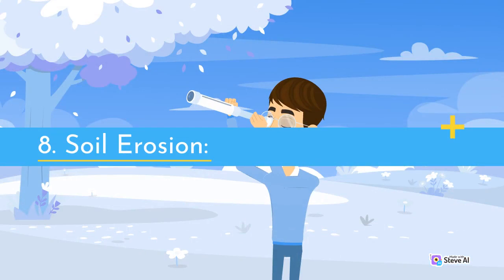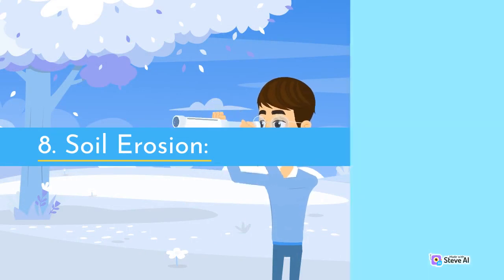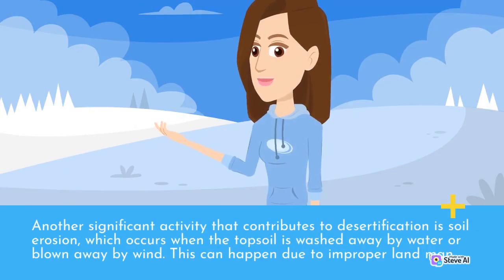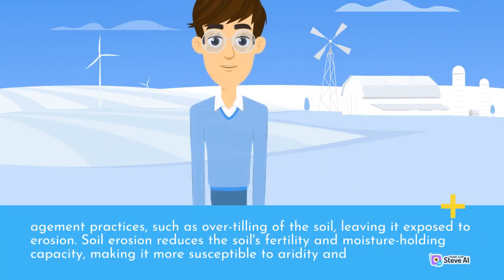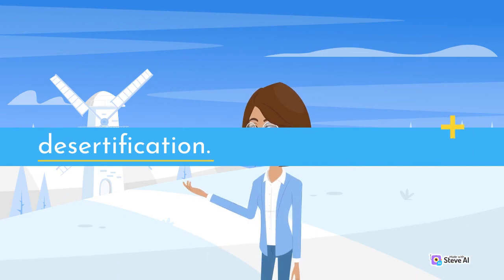8. Soil erosion. Another significant activity that contributes to desertification is soil erosion, which occurs when the topsoil is washed away by water or blown away by wind. This can happen due to improper land management practices, such as over-tilling of the soil, leaving it exposed to erosion. Soil erosion reduces the soil's fertility and moisture-holding capacity, making it more susceptible to aridity and desertification.